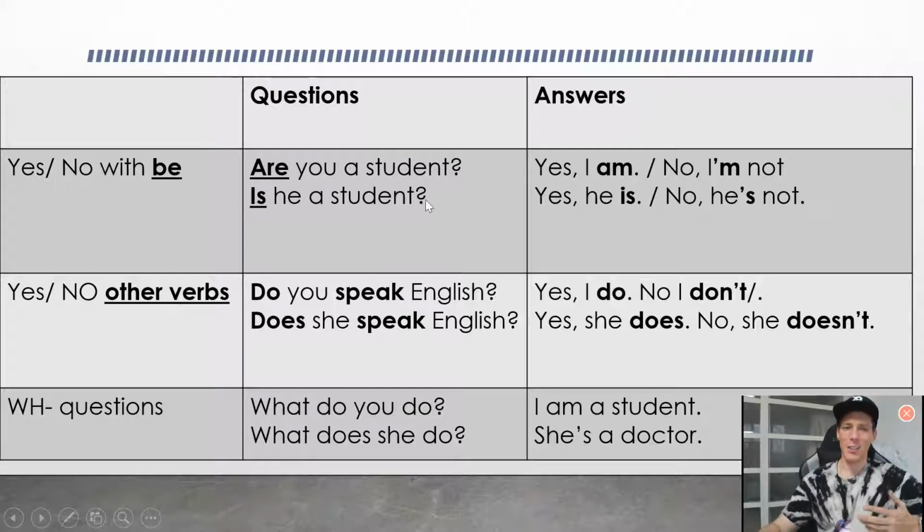Is he a student? So the be form is first. Are you a student? Is he a student? When we answer, yes I am. No I'm not. Yes he is. No he's not. So we're following a simple pattern.